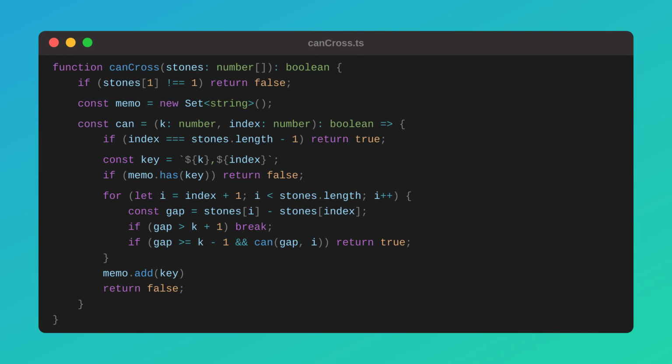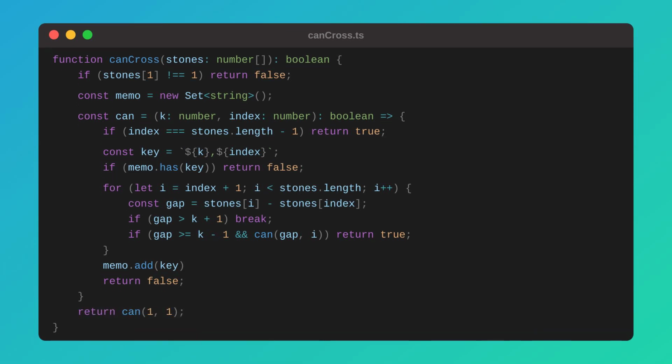But if after all possible jumps the frog can't reach the end, we add our state to the memoization set. This ensures that the next time we encounter this state, we know that the frog can't make it from here and can quickly return false. Finally, the main function call kicks off the recursive journey with an initial jump size of 1 from the second stone. If the frog can make it across, the function returns true, or else false.